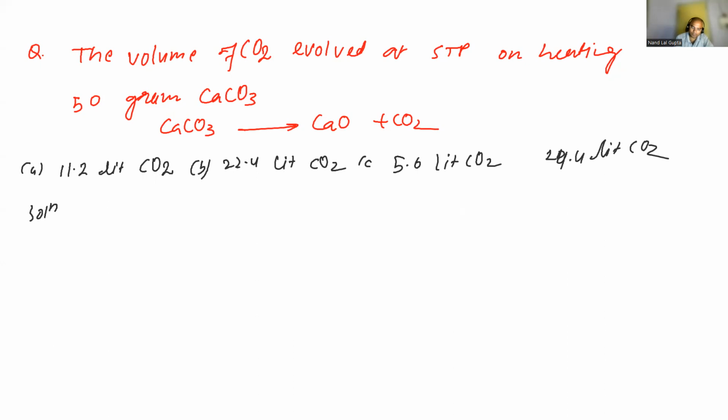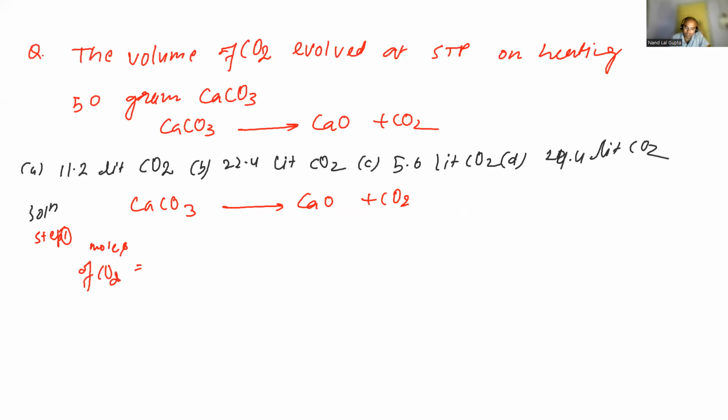Yeah, can you try? Okay, I'm trying. See, CaCO3 is there. It is converting into CaO plus CO2. Now, step number one. There is only one reagent, so that is the limiting reagent. Simple. So how many moles are there if you are calculating? Moles is given mass over molar mass.